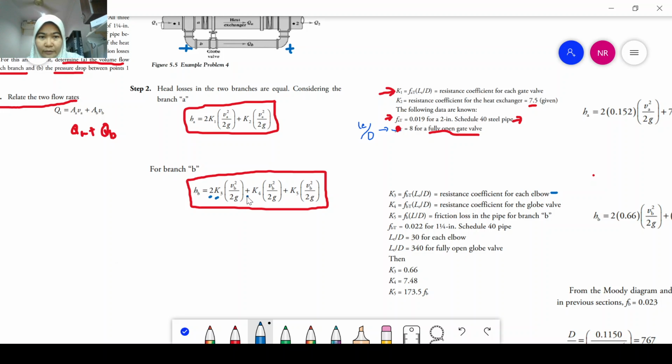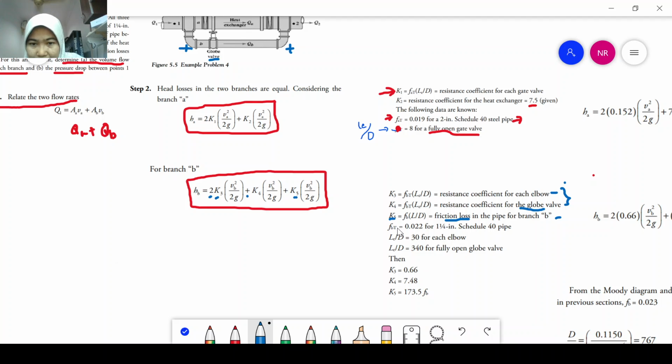And then you add K4. K4 is the resistance coefficient for the globe valve. So we have a globe valve here, and this is the formula for calculating the globe valve loss. And then next we have K5. K5 is for this one, the friction loss. This is the major loss, and these two are minor. So K5 is the friction loss for branch B.